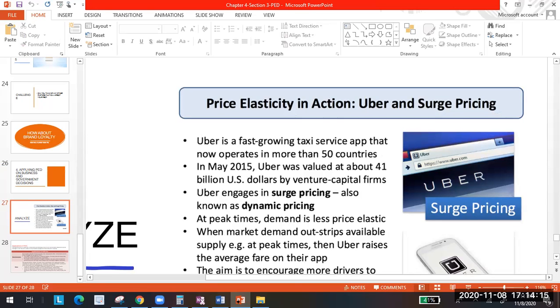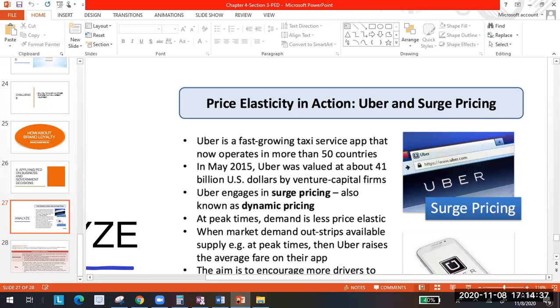Price sensitivity in action, Uber and search pricing. Uber is a fast-growing taxi service app that now operates in more than 50 countries. In May 2015, Uber was valued at about 41 billion US dollars by venture capital firms. Uber engages in surge pricing, also known as dynamic pricing. At peak times, demand is less price elastic, while market demand outstrips available supply.